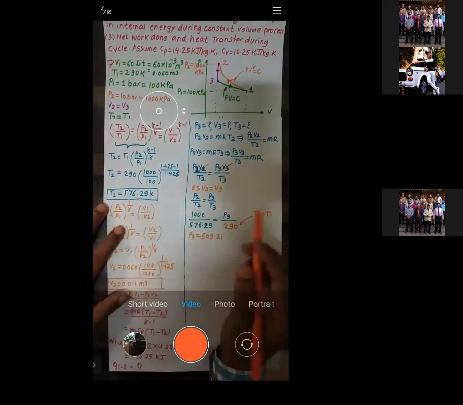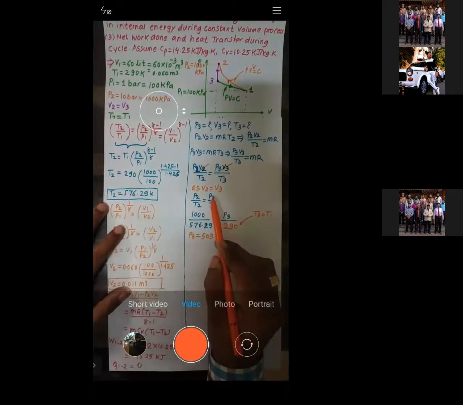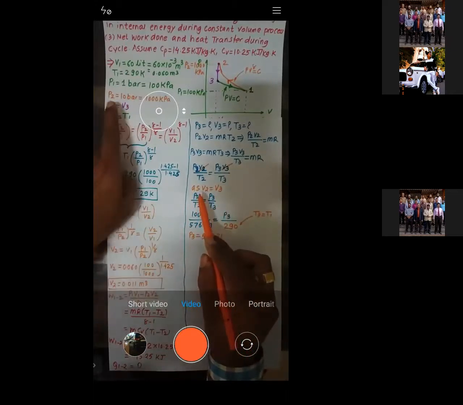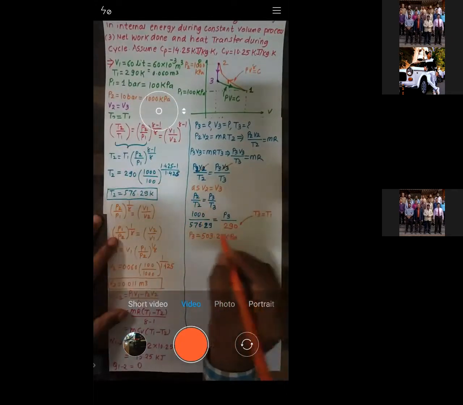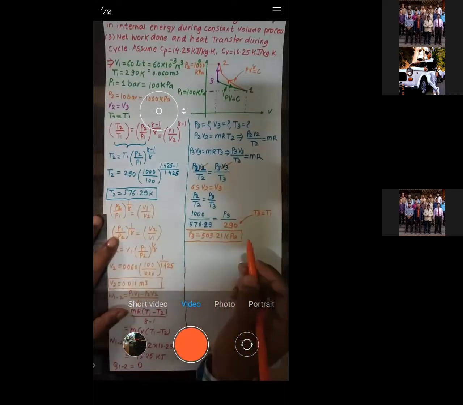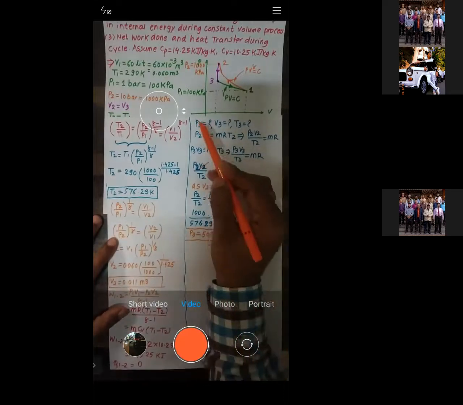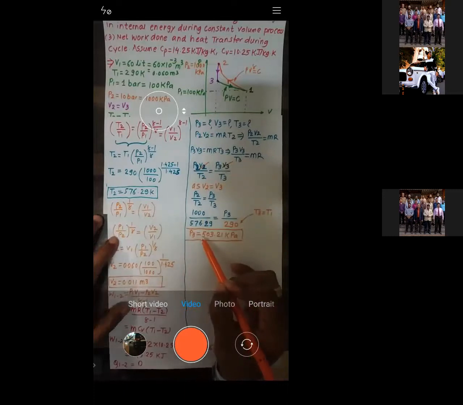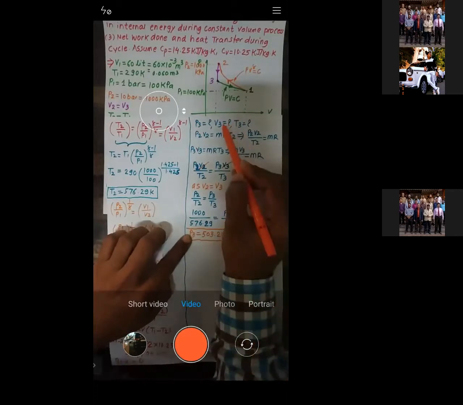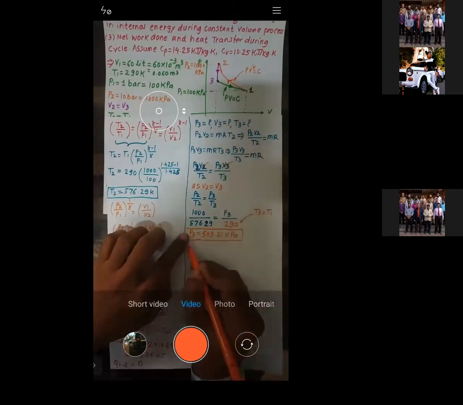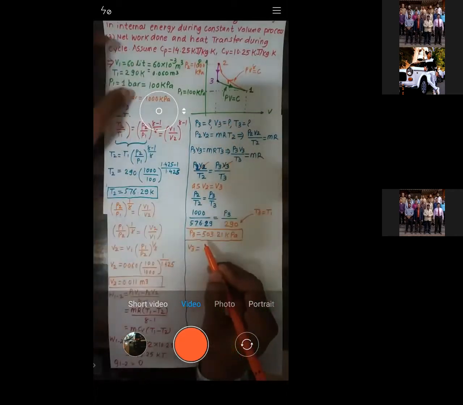Now, the unit of P3 will depend upon the unit of P2. What is the unit for P2? It's kilopascal. So it will be kilopascal. This is the value of pressure we have got, pressure at point number 3. So pressure at point number 3 we know. Now, what is the volume at point number 3? V3, that we should also know, but you can check it.